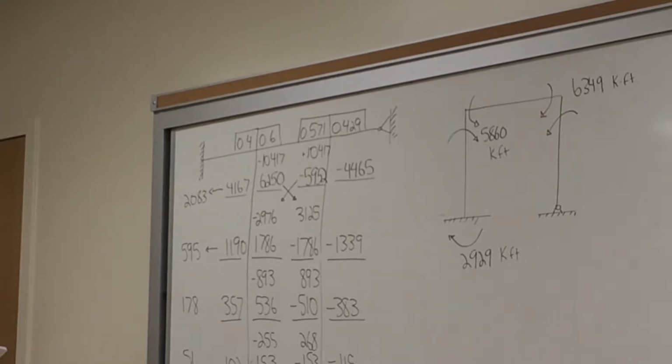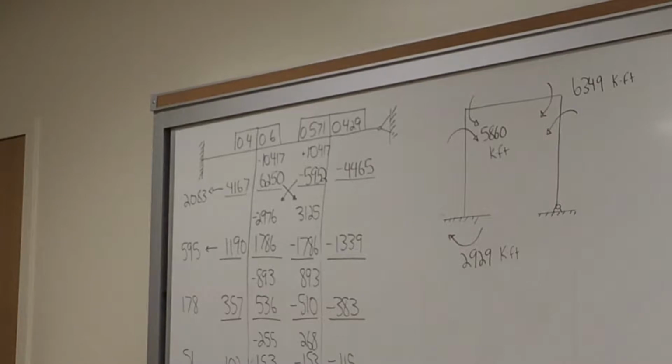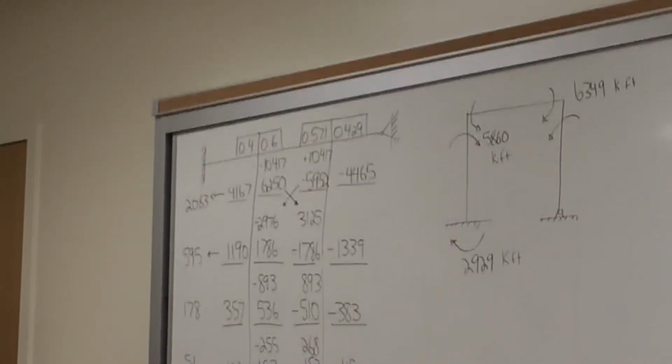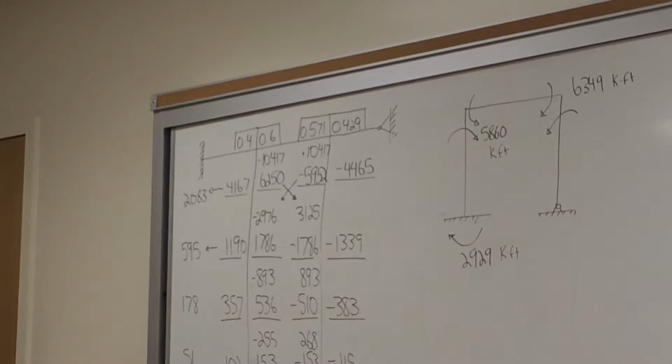Hey Tim. Yes. You probably said it, I just didn't hear you when I was writing. So you start your first state, your moments are equal and opposite, 1,047. Not necessarily equal and opposite. Those are the fixed end moments we got from assuming the joints were fixed.